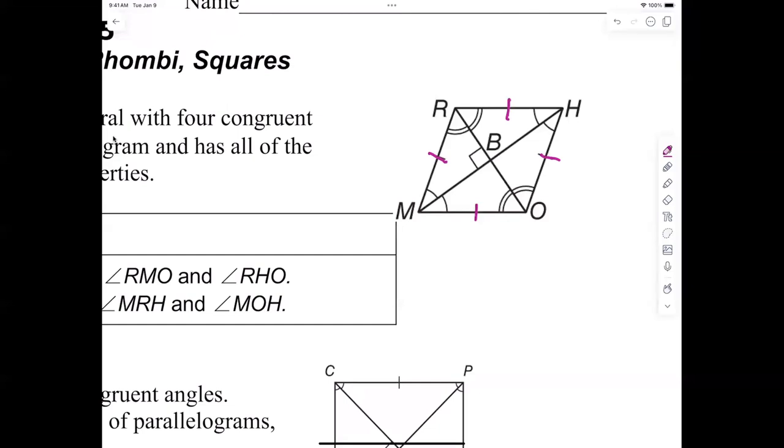Rhombus, because a rhombus is a what? Parallelogram. So all the rules apply. So that means this right here has to equal this right here. Do we agree? And that means this right here must equal this right here. Do we agree? Now again, I'm trying to show you how I remember doing all these lessons and going, there's just no way I can remember all these rules.